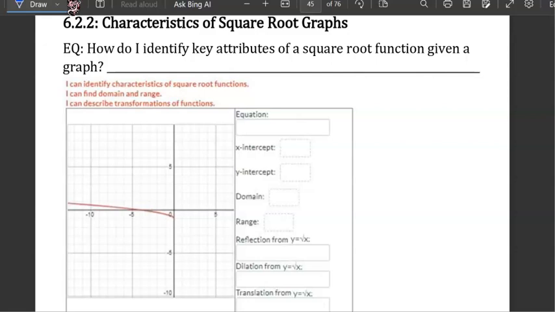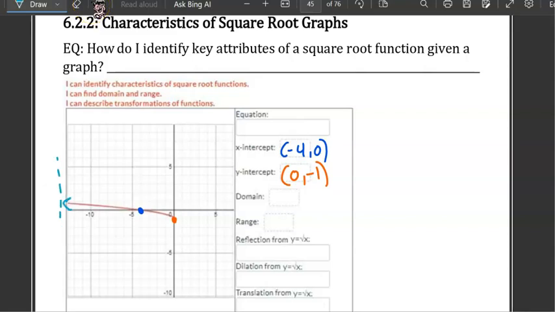We have a square root. Let's find the x-intercept. We have -4, 0. And then the y-intercept is right here, 0, -1. The domain, left, right, x, on the left side is going on forever to -infinity, and on the right side, it stops at 0. So that's from -infinity to 0, also known as x is less than or equal to 0.